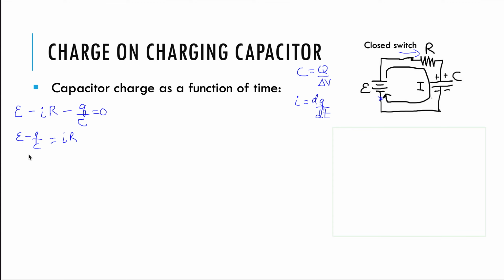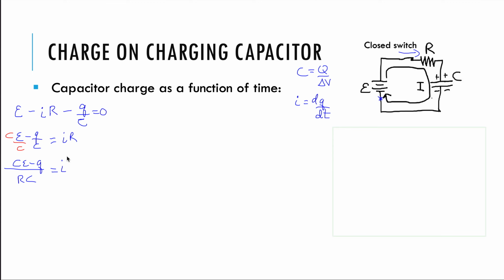It's going to be a little bit math intensive here. We're going to have that common denominator, and we're also going to divide by R. So what we're going to get here is CE minus q, and it's all over C, except we're also going to divide by R. So it's going to be over RC. That way we get the i by itself.